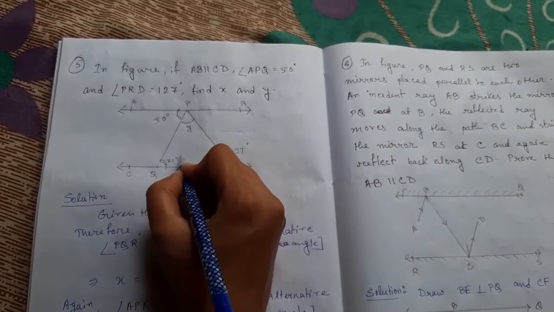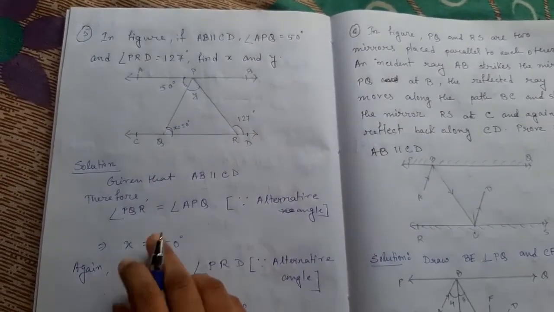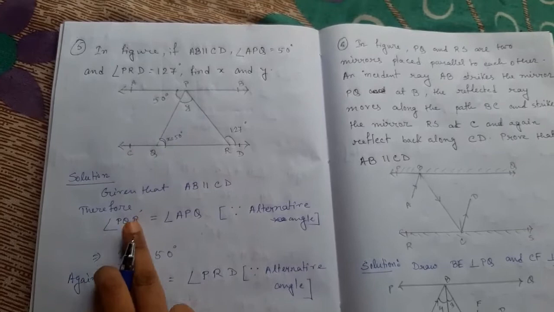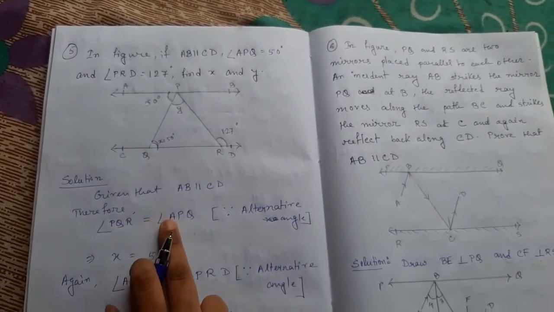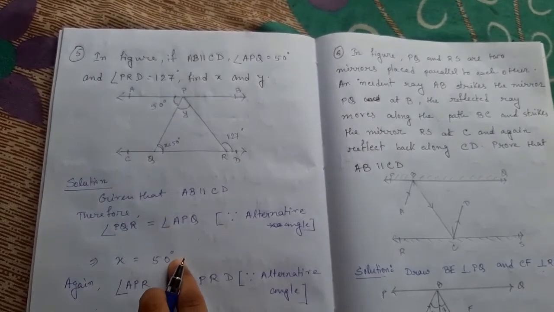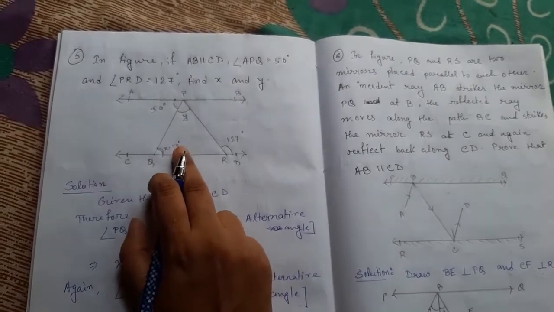That means this x is equal to 50 degree. Given that AB is parallel to CD, therefore PQR is equal to APQ. That's why x is equal to 50 degree. So we get the value of x.